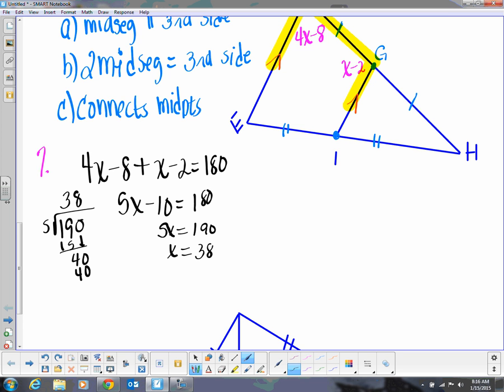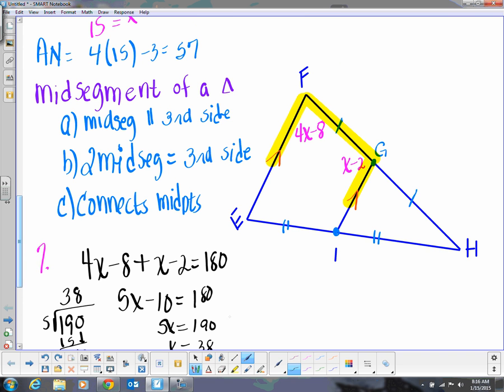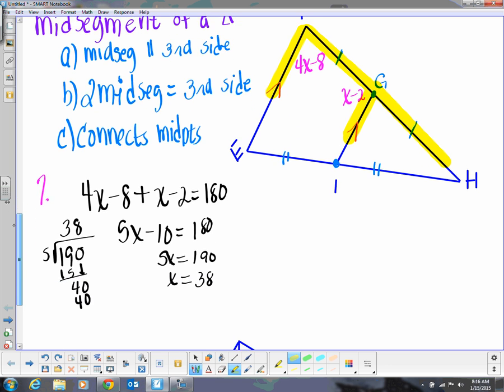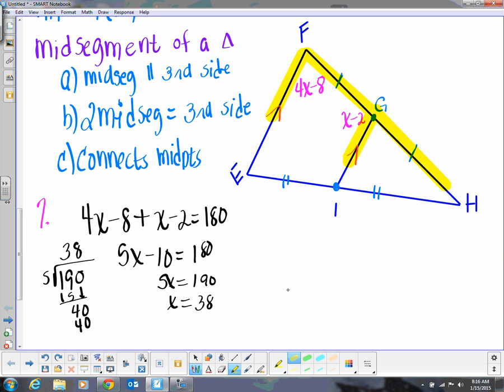And this is great. We're finished if I asked for x, but I did not ask for x. I asked for angle IGH. In other words, that angle. Now, what do you see? How do I get that angle? There's more than one way to do it. Lizzie? Pardon? There's an F, which means this angle is the same as 4x minus 8. What if you had chosen that angle?